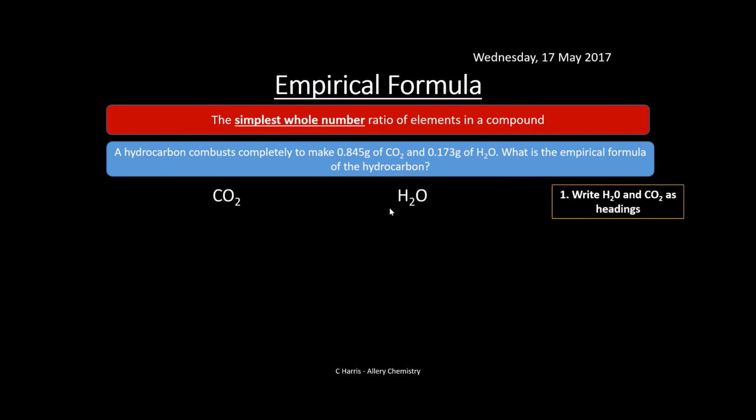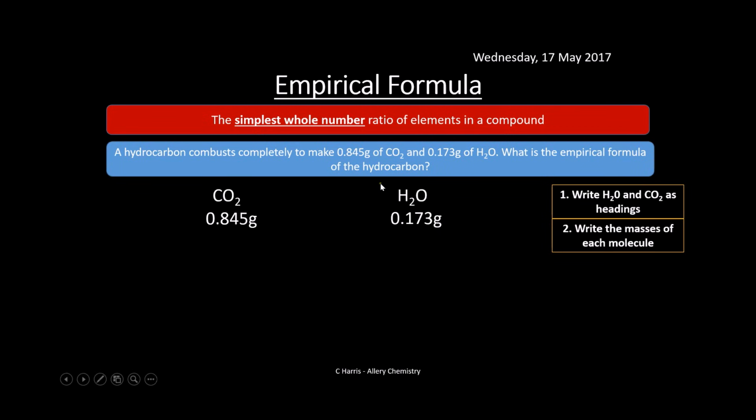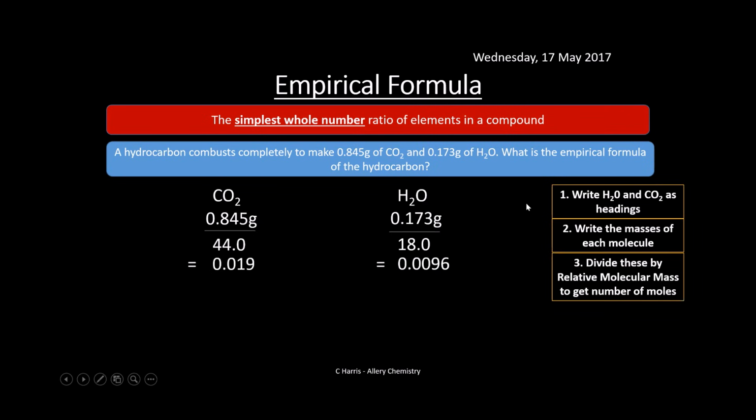Okay, so again, the first thing we need to do is write down the headings, water and carbon dioxide. Now this is slightly different to the other one we've seen, because we just put elements at the top. This time we're just putting down our combustion products. Then we write the masses of each molecule, just like what we did before. These are not even percentages, so just put your numbers in as masses. And then we divide these by the relative molecular mass of each.